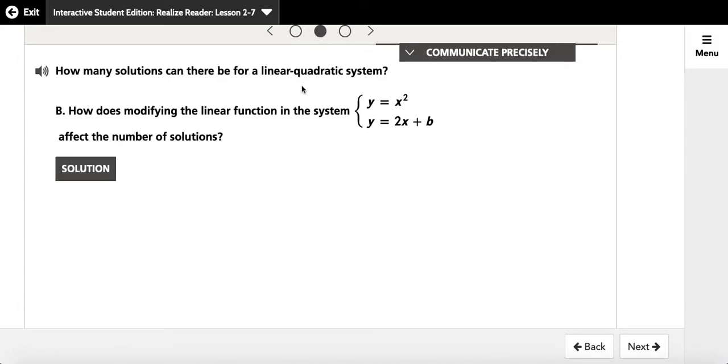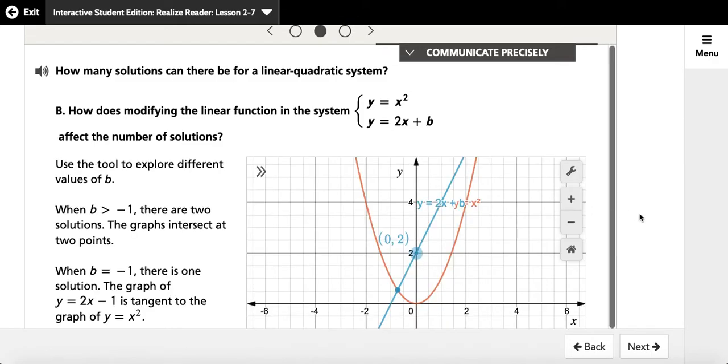How many solutions can there be for a linear quadratic system? Same question. How does modifying the linear function in the system affect the number of solutions? So we still have y equals x squared, and we still have y equals 2x, but now we're going to add b to it. How does that affect the number of solutions? Well, let's take a look.